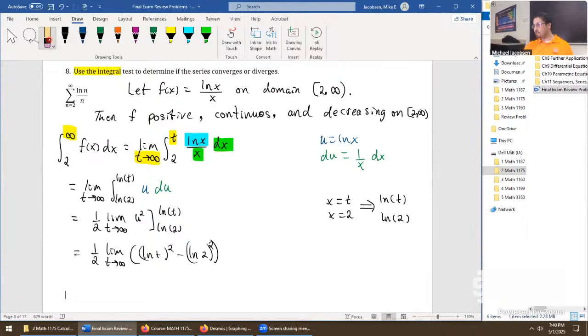I don't like those parentheses. We can make that a little bit easier to read with a bracket, I think. But now this is going to resolve the whole limit right here. As t goes to infinity, natural log t does. And so this whole thing is now infinity because of that part right there. That means the improper integral that we wrote down diverges.